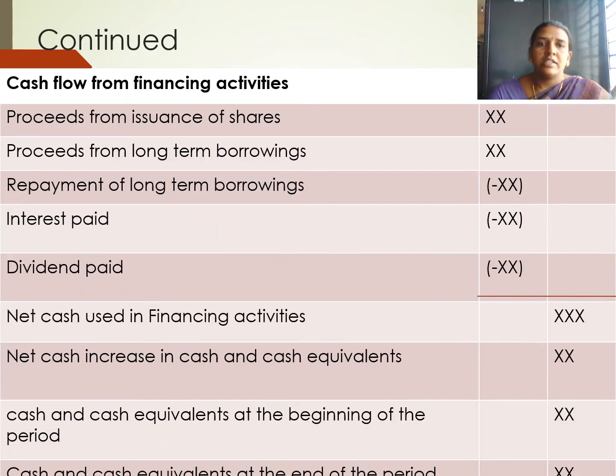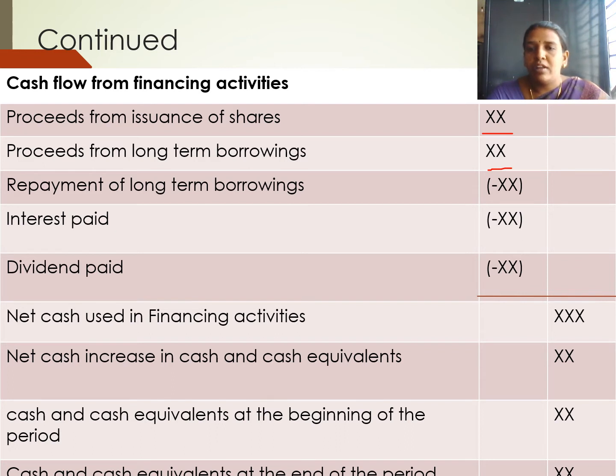Then the next one is cash flow from financing activities, that is, by financing activities, if cash comes into the business organization, we have to take it with a positive symbol, and if cash goes out of the business organization, we have to take it with a negative symbol. Proceeds from issuance of shares: if an organization has issued shares, cash flows into the business organization, so it is with a positive symbol. Then proceeds from long-term borrowings: by taking long-term borrowings, cash flows into the business organization, so it is also with a positive symbol. Repayment of long-term borrowings.